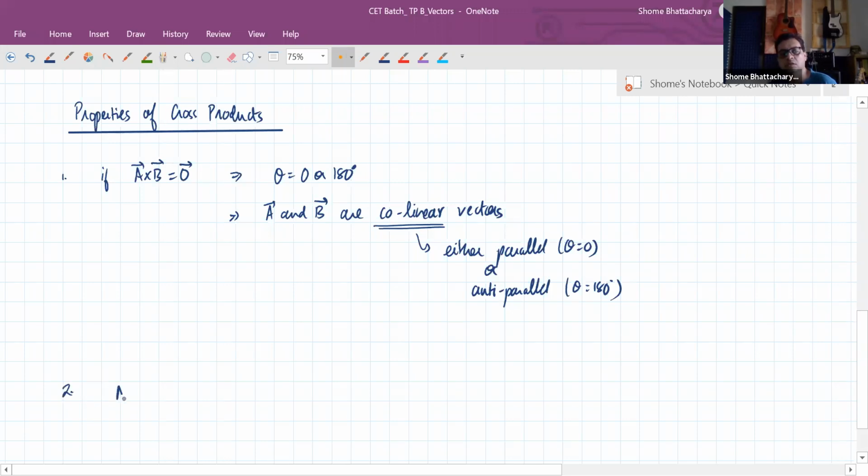So accordingly, the second property follows from this. This is 0, because obviously a vector A is parallel to itself.